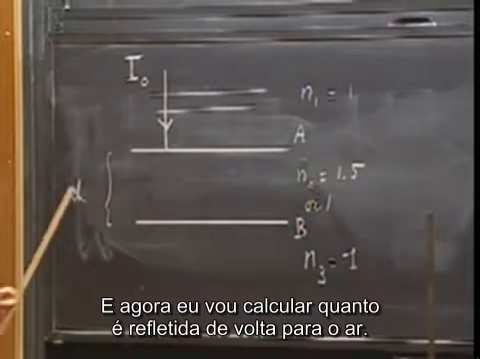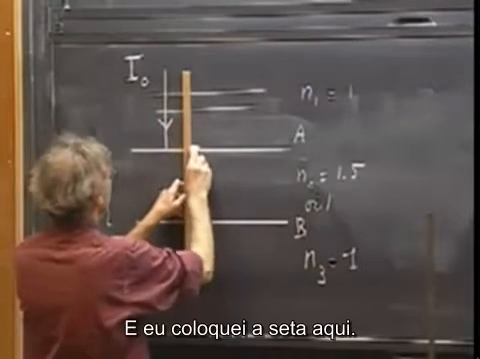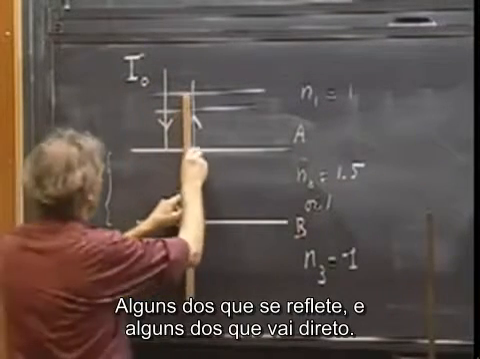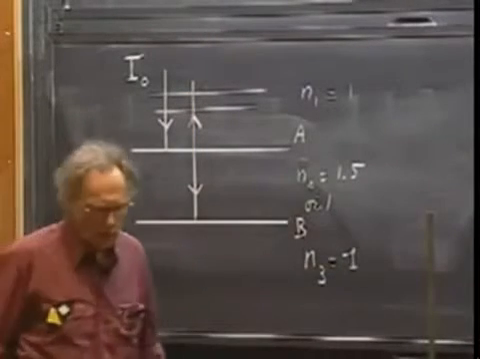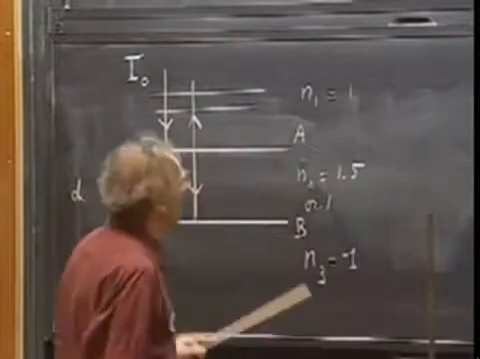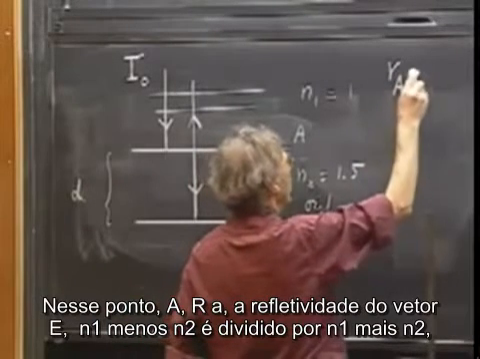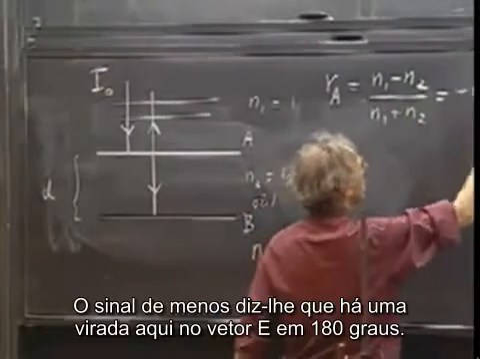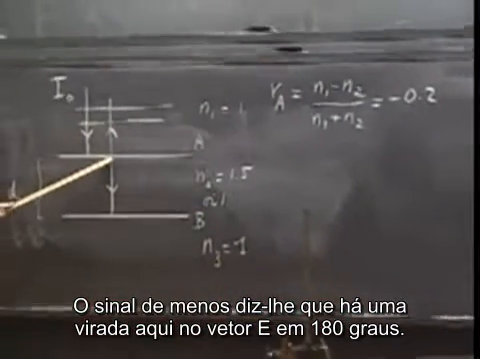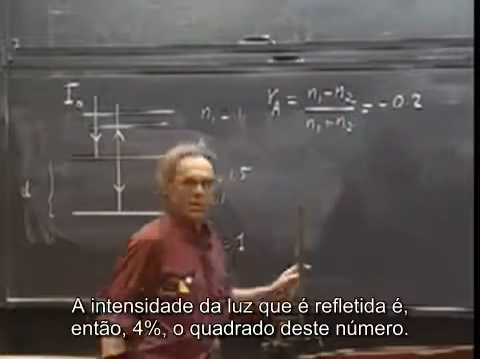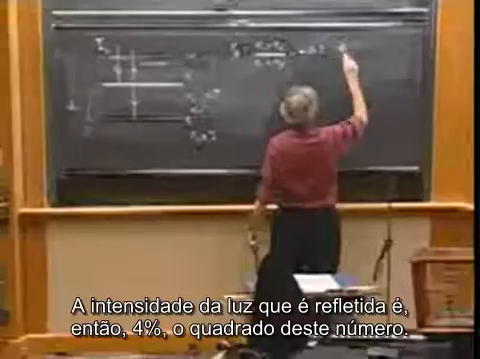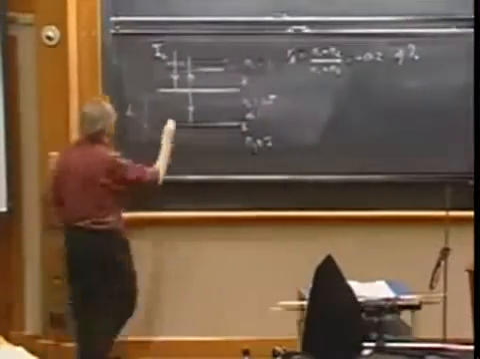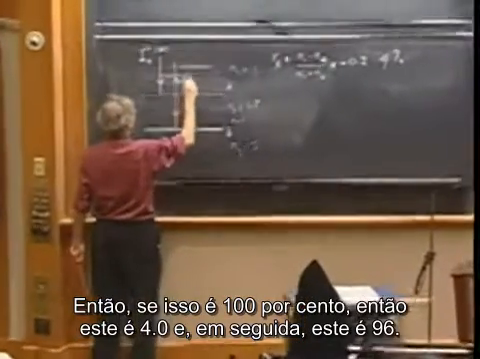And now I'm going to calculate how much is reflected back into the air. And I put the arrow here, so I offset it, just for the purpose of clarity. So some of it is reflected, and some of it goes straight through. And all of you are more than capable of calculating how much is reflected. At that point A, the R, the reflectivity of the E vector, is N1 minus N2 divided by N1 plus N2, and that is minus 0.2. The minus sign tells you that there is a flip here in the E vector by 180 degrees. The intensity of the light that is reflected is then 4%, the square of this number. And if 4% is reflected, then clearly 96% goes through. So if this is 100, then this is 4.0, and then this is 96.